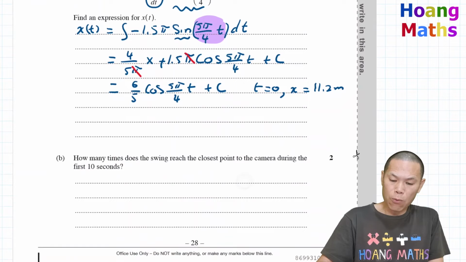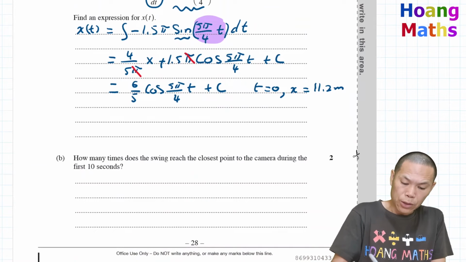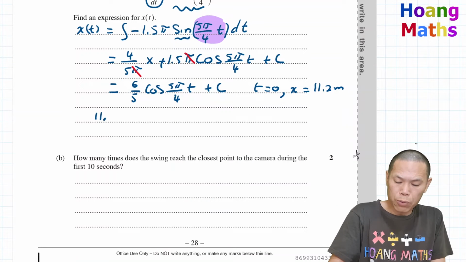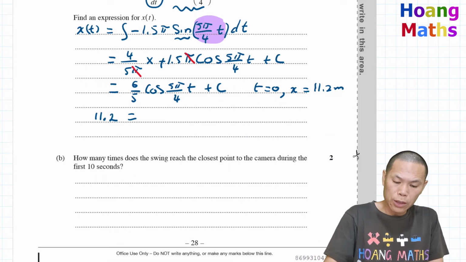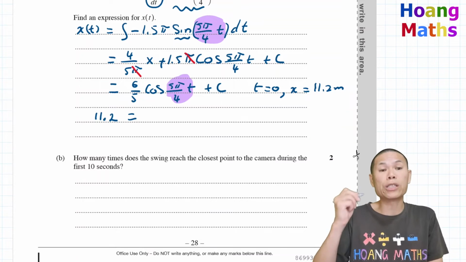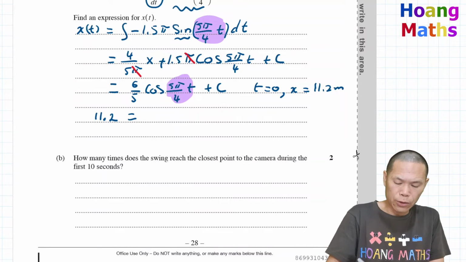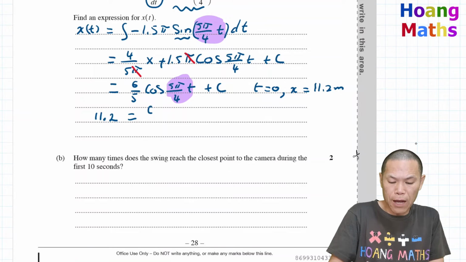Now what I do, I just substitute that in. So that means 1.2 is equal to, now when t equals 0, this part is 0. So cos 0 is equal to 1. Therefore 1 times 6 over 5 is 6 over 5 plus c.